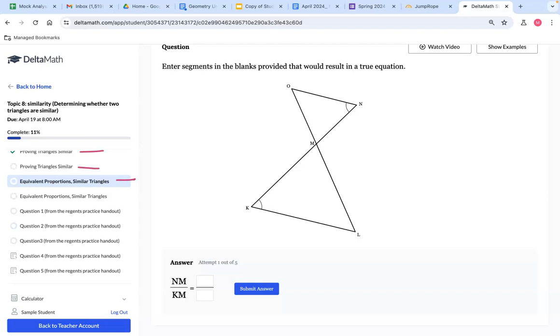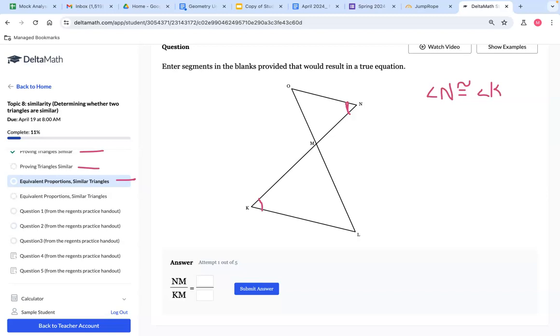So you always want to ask yourself, whenever you're trying to write the proportions, you always want to write the similarity statement first. First off, what do we know in this question? We know that this angle is congruent to this angle. How do we know? They marked it up. So we can say that angle N is congruent to angle K.